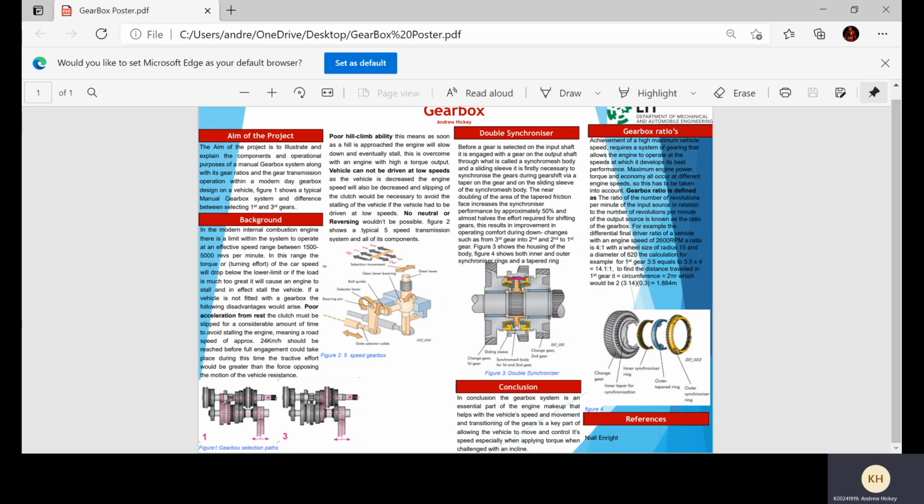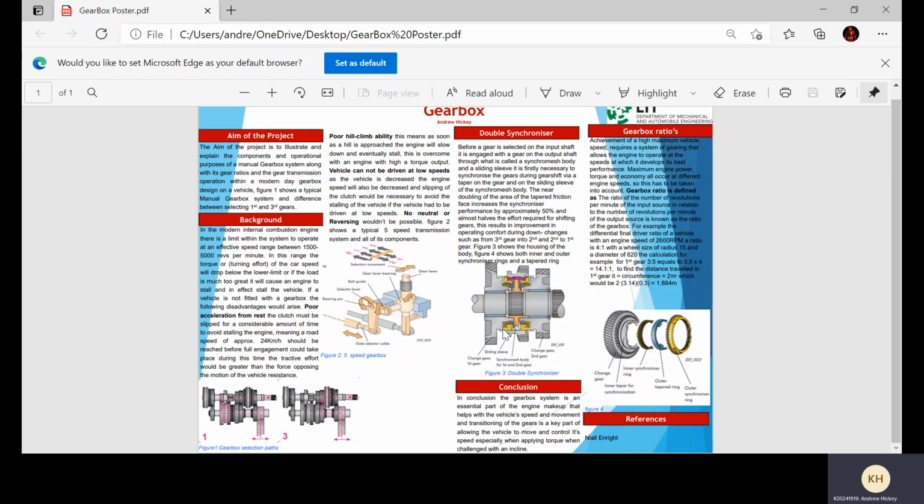This results in an improvement in operating comfort during down changes, such as third gear into second gear and second gear into first gear. Figure 3 shows the housing of the body, and figure 4 shows both the inner and the outer synchronizer rings and the tapered ring. We can see the sliding sleeve and the synchro mesh body for first and second gear in between there, and here in figure 4 we can see the inner synchronizer ring and the outer synchronizer ring and the change gear selector.